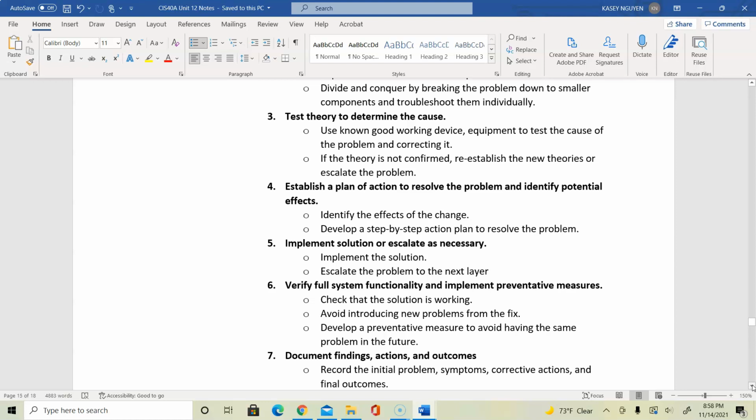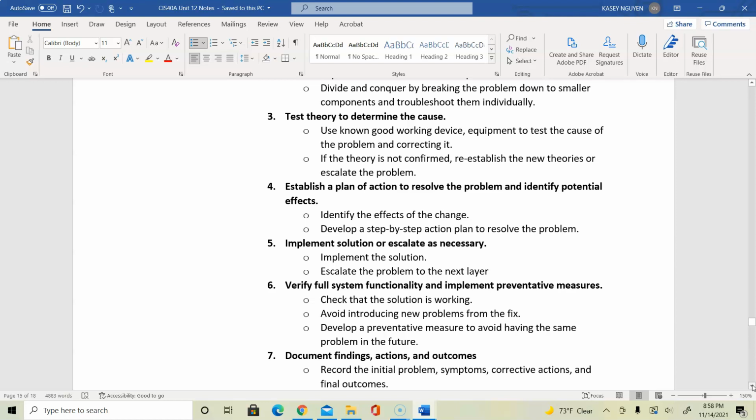Implement solution and escalate if necessary is where we would apply our plan and be able to give the solution for our network. In the case that we cannot solve it, we would escalate to the next layer. And sometimes that could be above and beyond the local area network. Verify the system functionality is where we would check if our solution is working. Avoid introducing new problems from the fix.